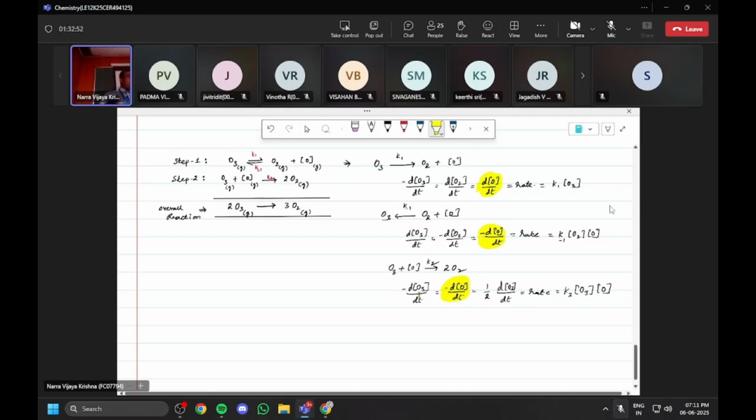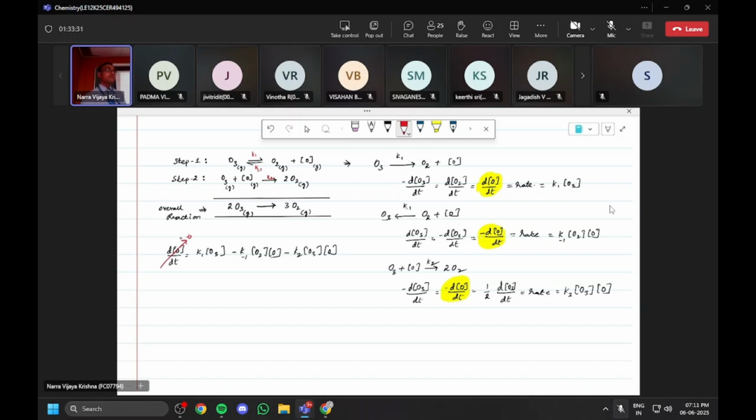If I add all those three, then I will get net change. Correct? So now tell me what is the net change in concentration of intermediate, dO by dt, equal to? Write that equation. The sum of all these three is the net change. It is K1 into O3, minus K minus 1 into O2 into O, minus K2 into O3 into O, equal to 0.